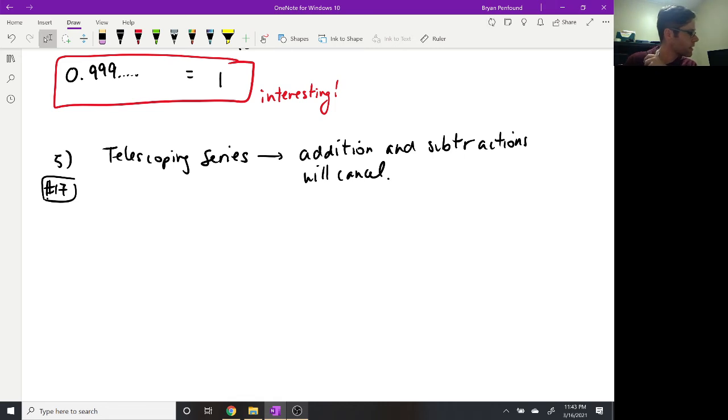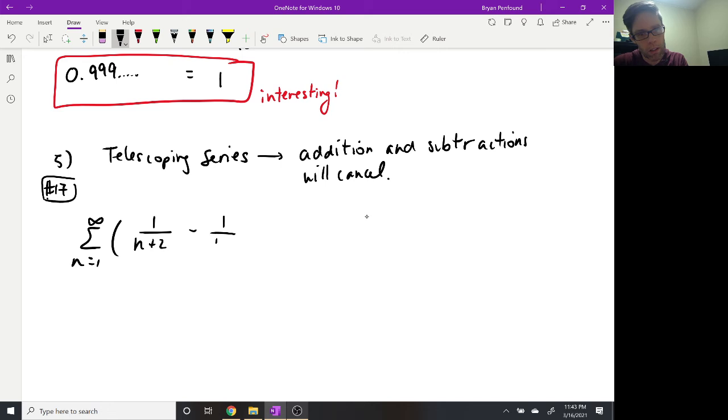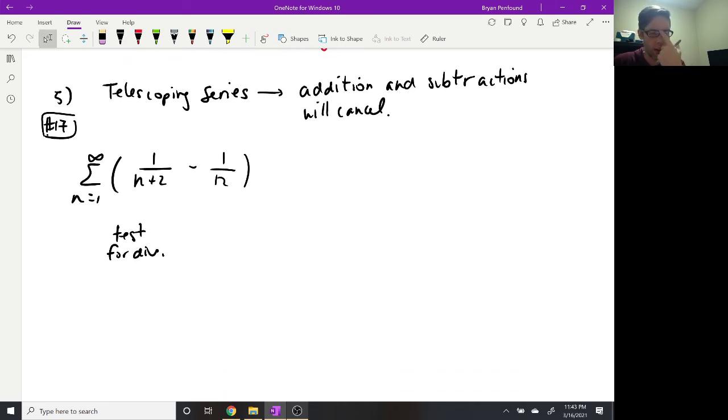Number 17 had a very straightforward and relatively nice example to look at. So here we have the sum as we go from 1 to infinity, and we have a sum of fractions. We have 1 over n plus 2, and we have negative 1 over n. So, like I was saying a couple examples ago, what I would probably try to do first is test for divergence, especially if I'm unsure about whether or not this is a convergent or a divergent sum.